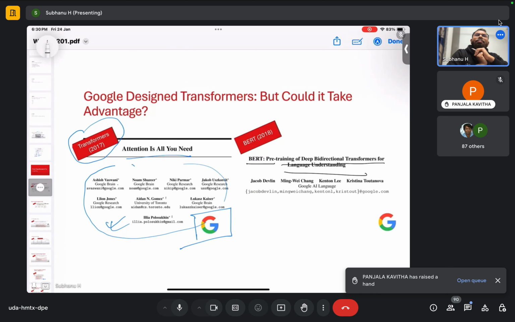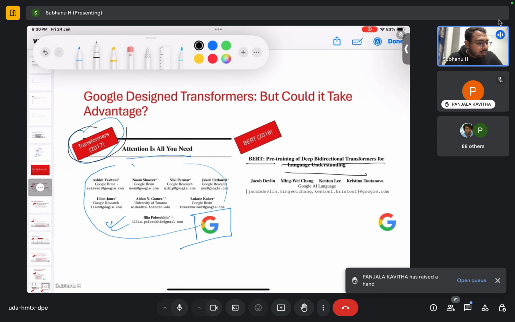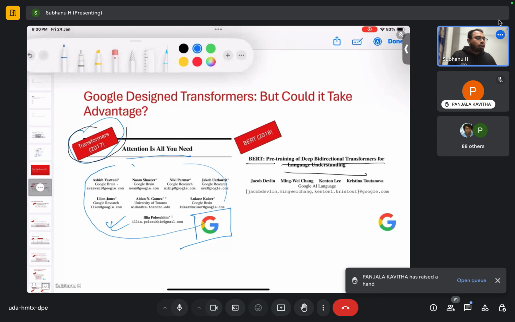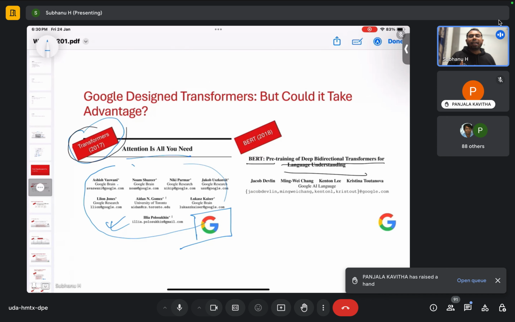So why did this paper come? This transformer is the backbone of our ChatGPT model. The transformer has two things: one is called the encoder, another is called the decoder. First, you give some data to the encoder part.